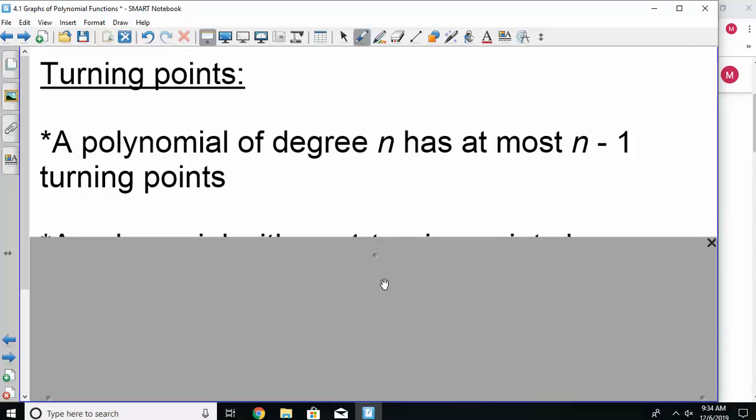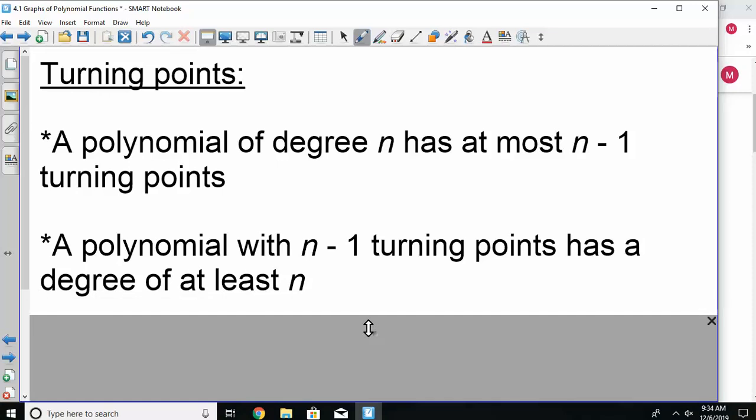Likewise, if I look at the number of turning points and I see a graph has 5 turning points, the degree has to be what? 6 or more. If it has 3 turning points, my degree would have to be 4 or more. Okay.